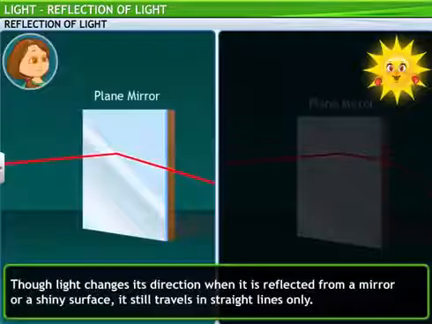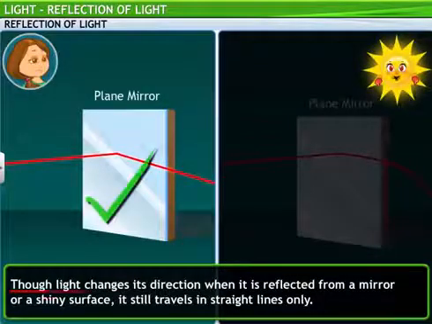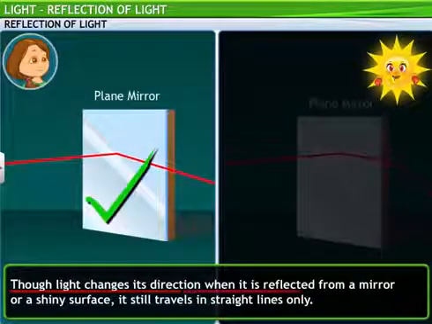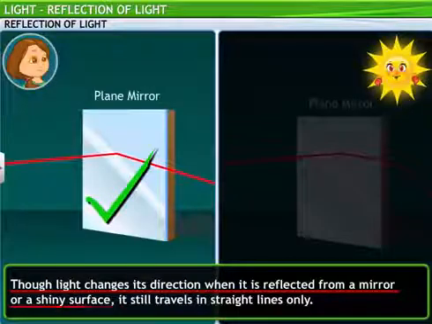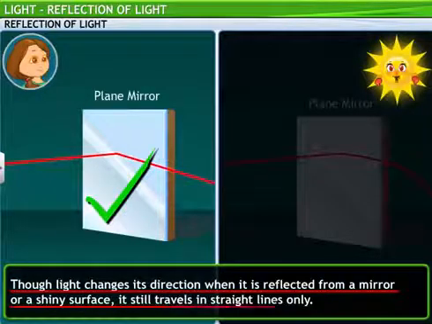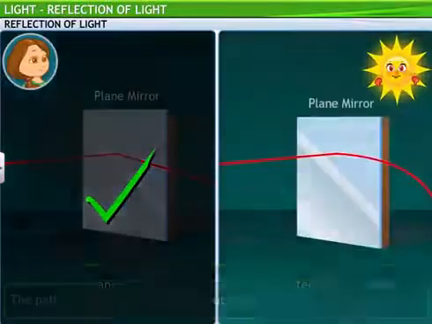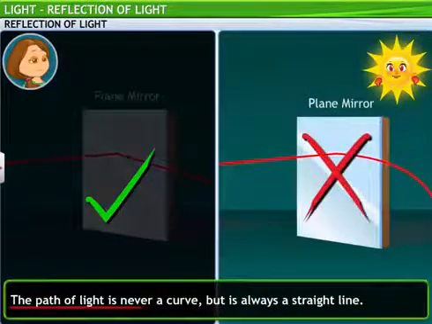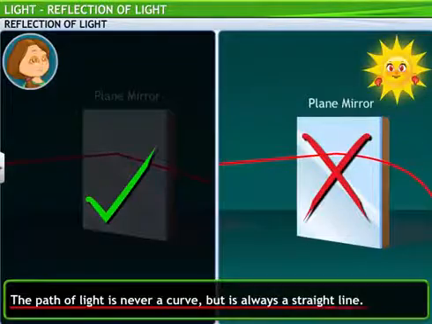Notice another thing. Though light changed its direction when it was reflected from the mirror, it still travels in straight lines only. The path of light is never a curve. It is always a straight line.